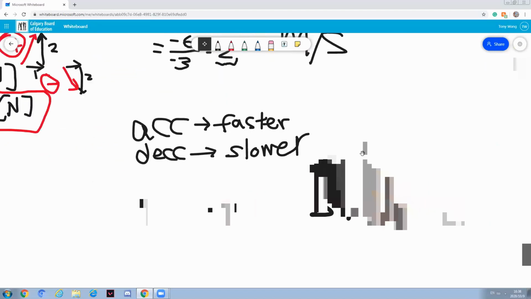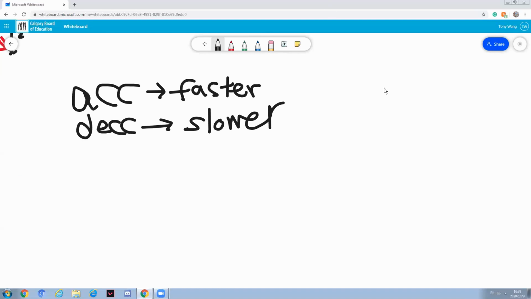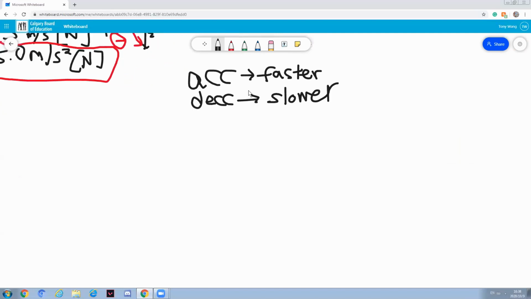So faster means that your velocity is getting greater over time. Let me rephrase my words. If it's getting faster over time, it means that your speed is moving away from zero. Maybe I should explain this during the graphing section.